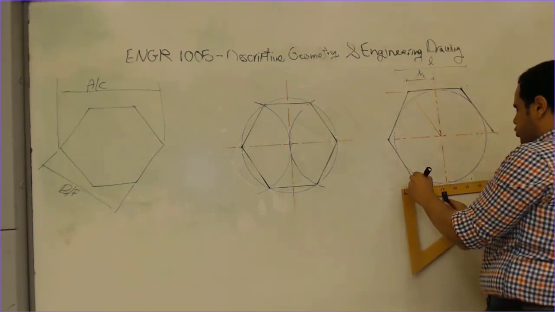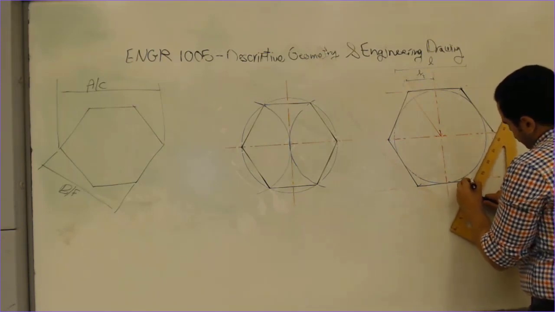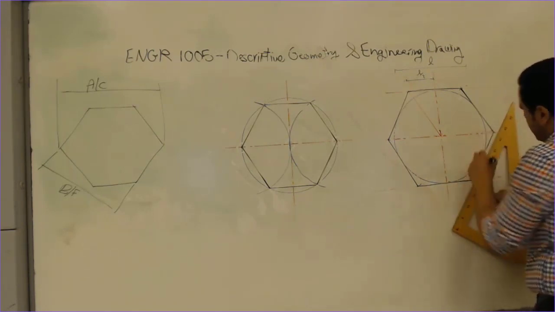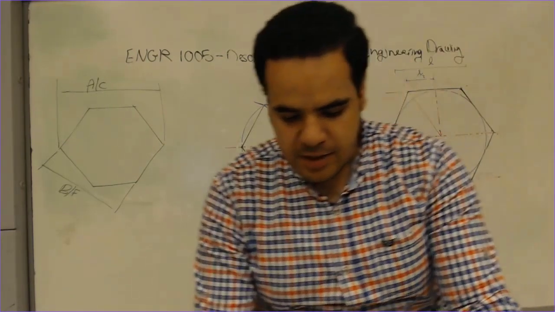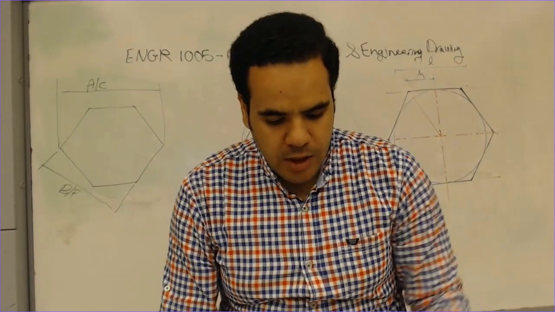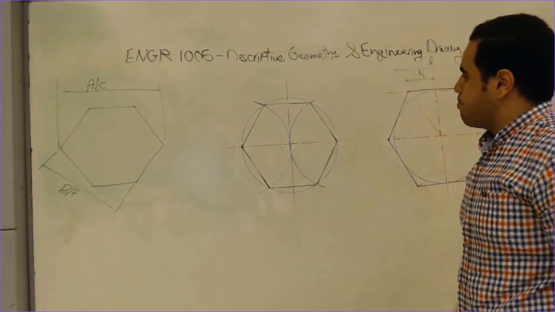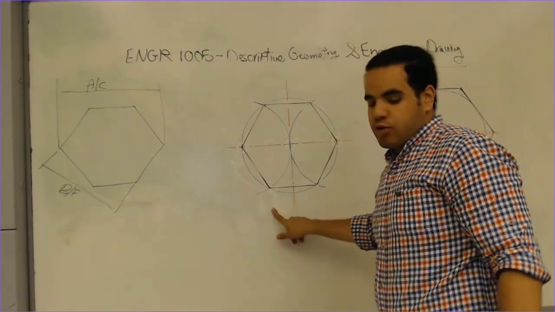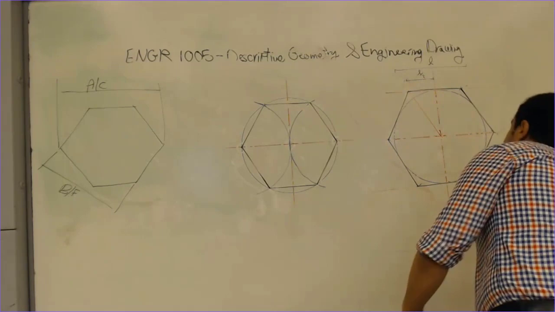And if you have a neat drawing, all sides should be tangent to the circle from outside. Okay? Now we are done with the hexagon. Let's move to how to draw a tangent line to a circle. So let's write this.